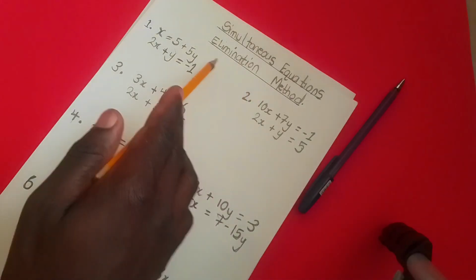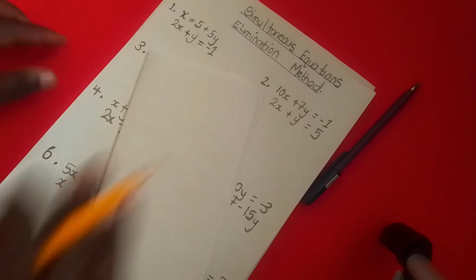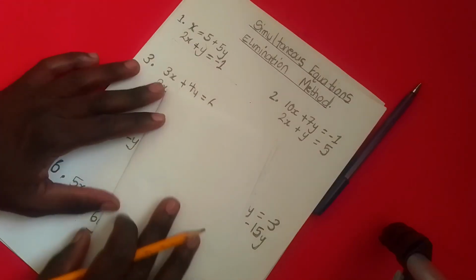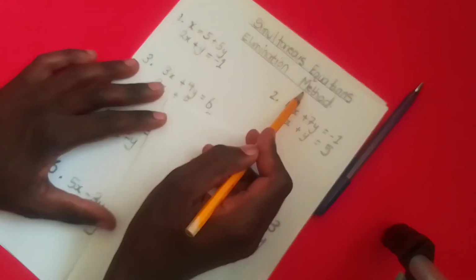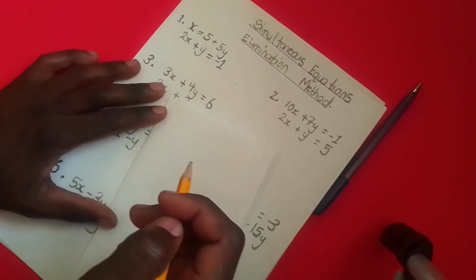Since today we are focusing on the elimination method, let's get started. Okay, we are now starting with number 1. I want you to keep this in mind: it's the elimination method. It means we are eliminating certain variables from the equation.